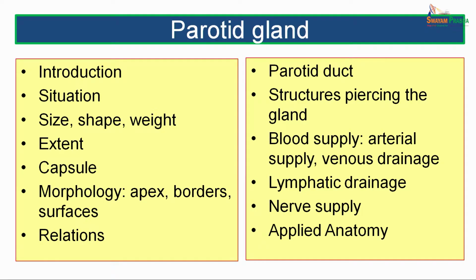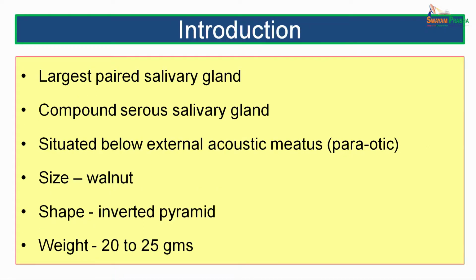We will be discussing the parotid gland under these following headings: introduction, situation, size, shape, weight, extent, capsule, morphology, which is the apex, borders and surfaces, relations, parotid duct, structures piercing the gland, blood supply, which will include the arterial supply and the venous drainage, lymphatic drainage, nerve supply, and finally we will do the applied anatomy.